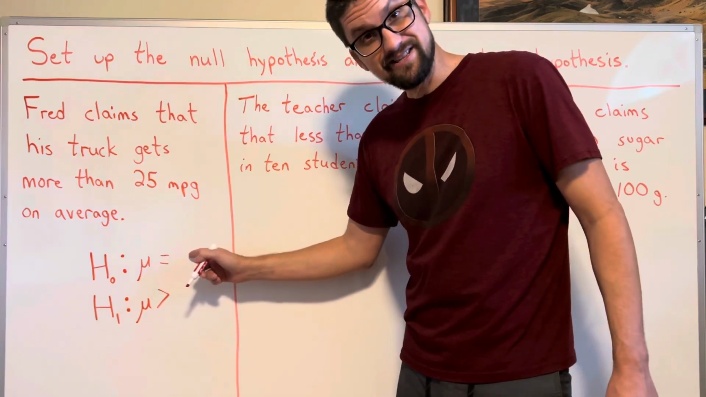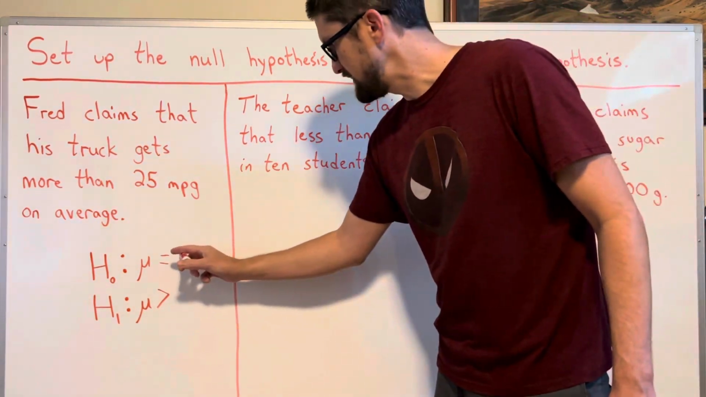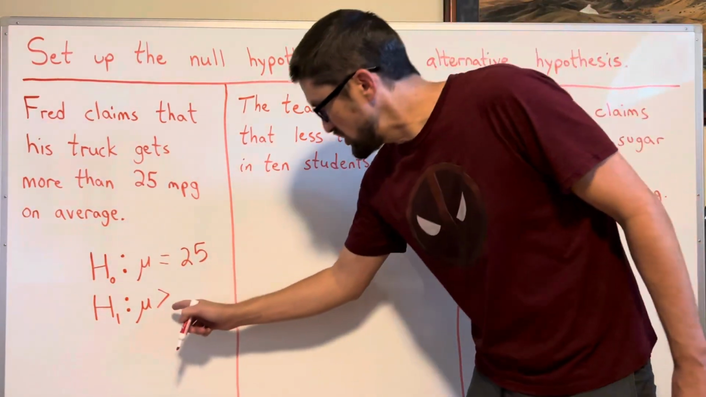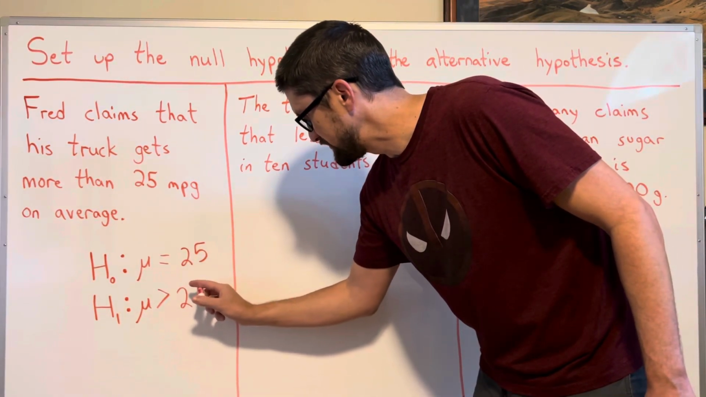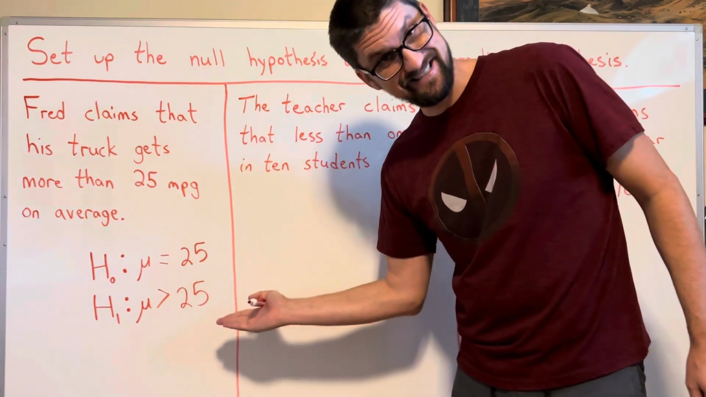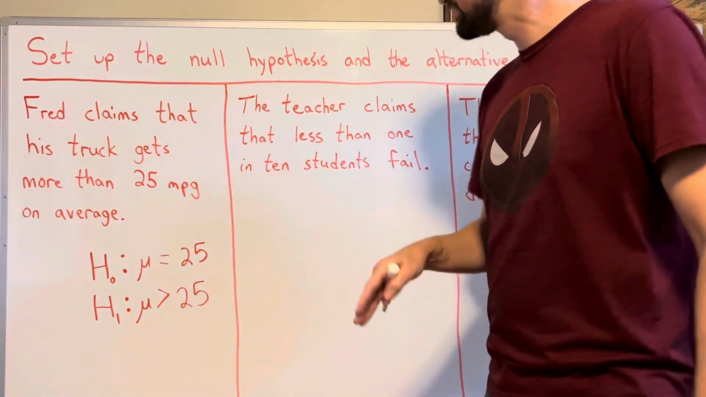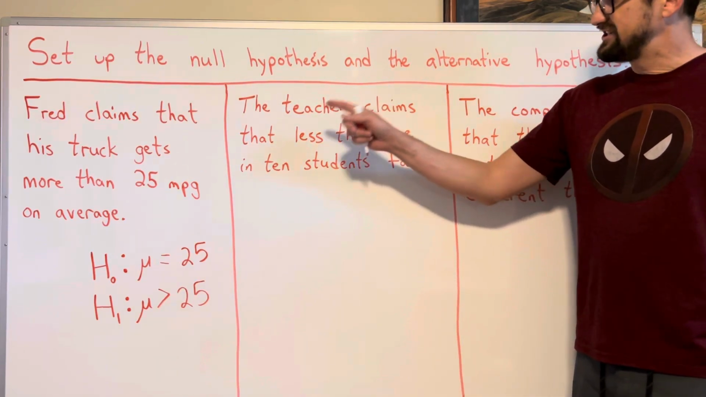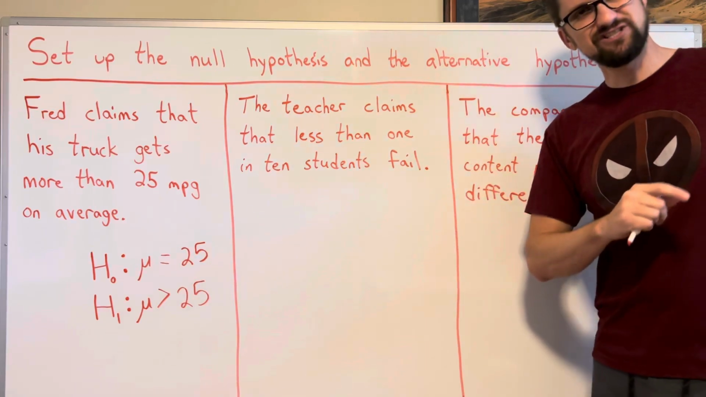So the null hypothesis is going to be that the population mean is equal to 25 miles per gallon. And the alternative is going to be that the population mean is greater than 25. That is how you set up the null hypothesis and the alternative hypothesis. Let's look at this situation. The teacher claims that less than 1 in 10 students fail.